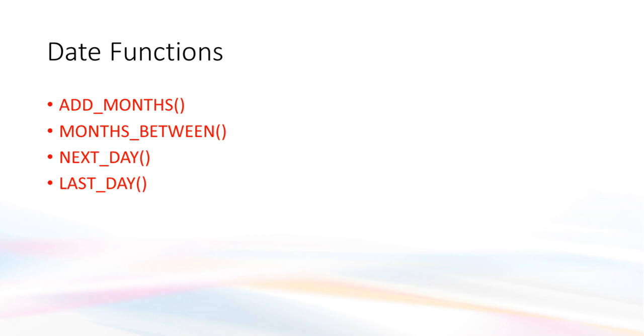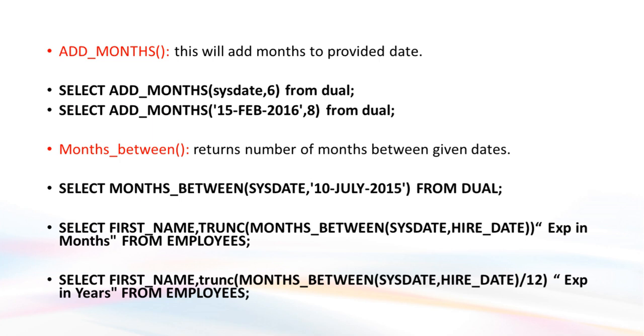First, add_months. This method will add months to a provided date. Suppose I provide some date and want to add a few more months to the existing date, then this method will be used. So select add_months. Sysdate will give you the current date. For the current date, it will add 6, where 6 is the number of months. It will add 6 more months and give you the exact date. Now let us see this, then you will understand with the example.